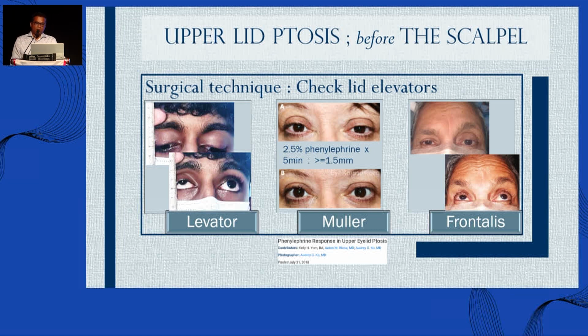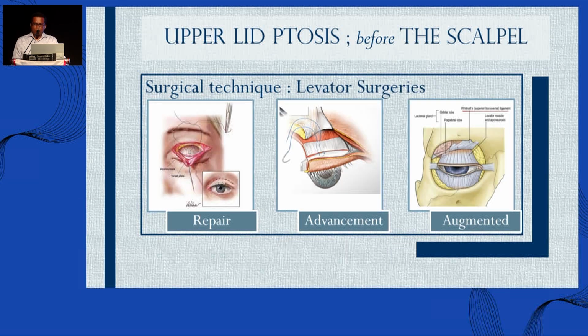So the levator function has to be checked, and then the Müller's muscle function has to be checked with the phenylephrine test. And the frontalis, of course, we have to ask the patient to look up and see whether the frontalis is working before doing brow suspension. And if you decide to do levator surgery, you can do the levator repair, where you reattach the detached levator, and you can do the levator advancement.